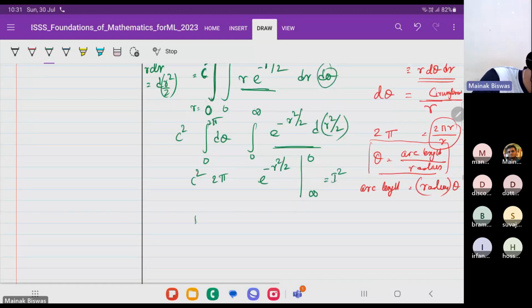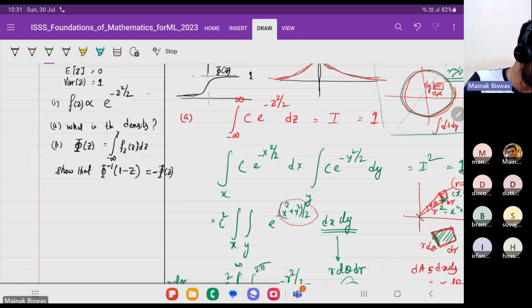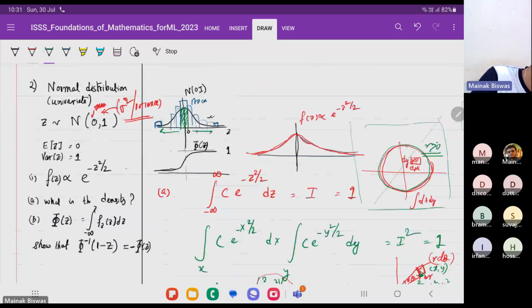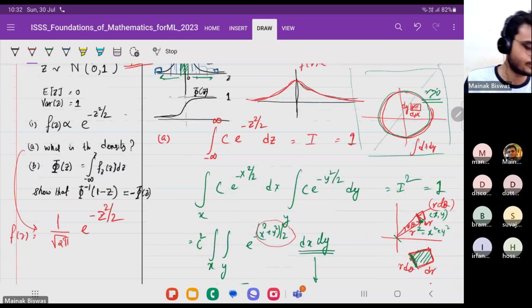So I square is equal to c square times 2 pi. This, you agree, is 1. This is equal to 1. So c is equal to 1 by root 2 pi. So your density function is 1 by root 2 pi e to the power minus z square by 2. Okay? Happy?